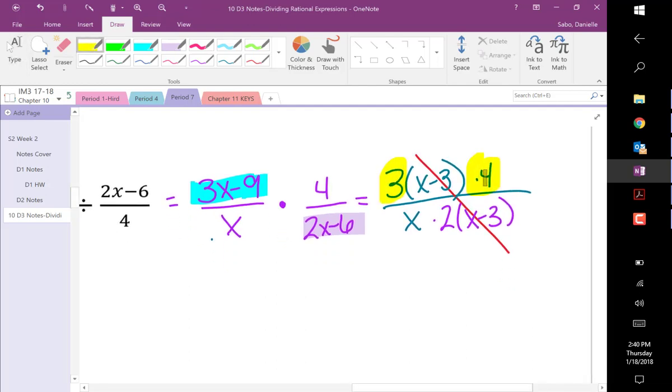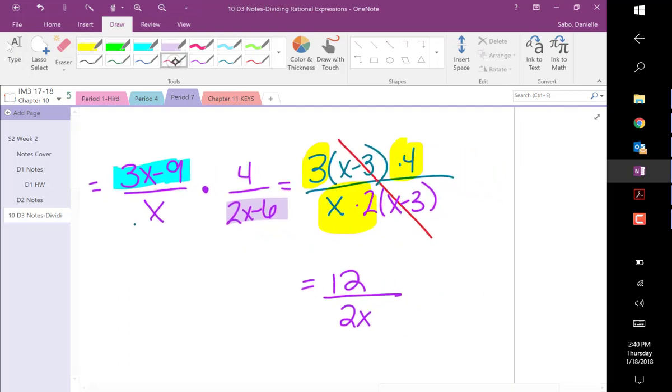I only have 3 times 4, which I know is 12, all over 2 times x. Because right here in yellow, that's what's left. But I'm still not done because what's 12 divided by 2? It's 6. Is that on top or bottom? Top. A lot of people bring the x up with it, but you can't do that.